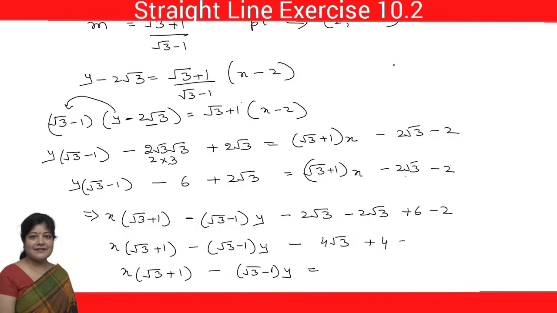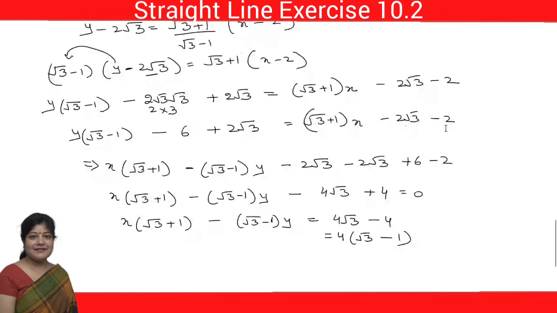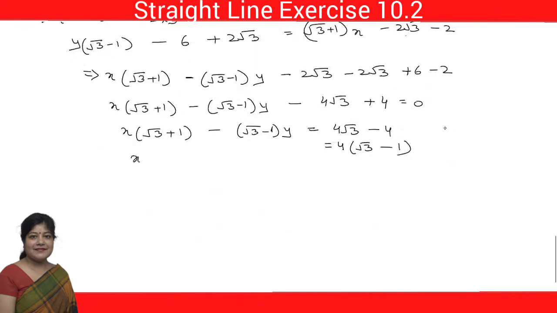Bring it on the right hand side. So it becomes 4 root 3 minus 4. So we can take 4 as common, root 3 minus 1. I think this may be the answer. Yes. I'll check for 1 minute. Yes, ma'am, that is the answer. Okay. Follow the system. Note down properly. Okay, ma'am.